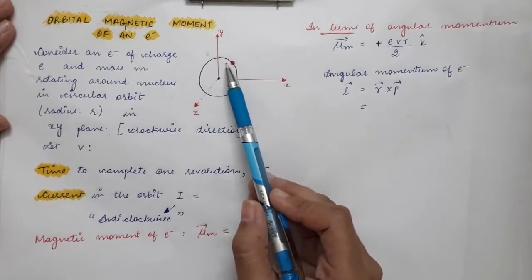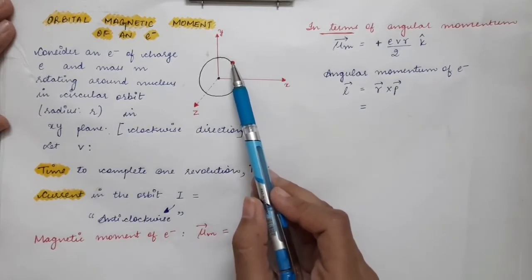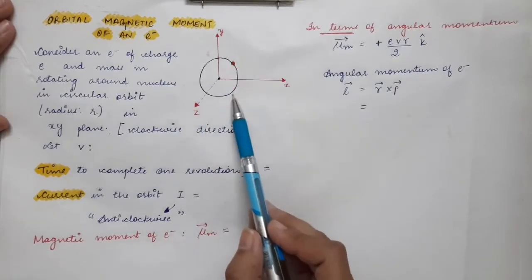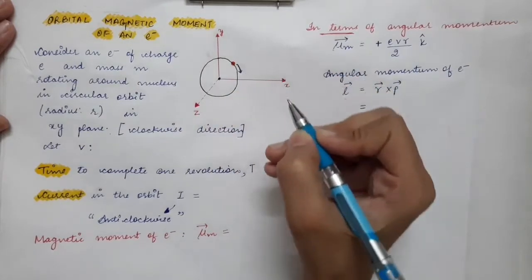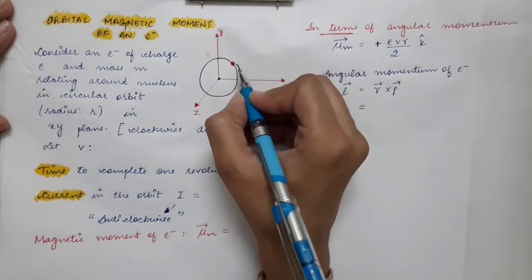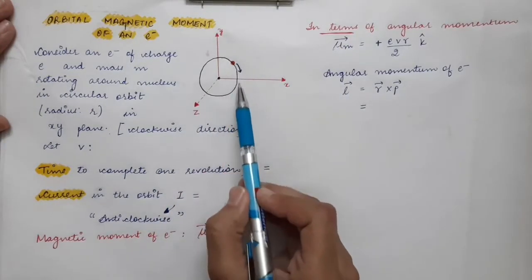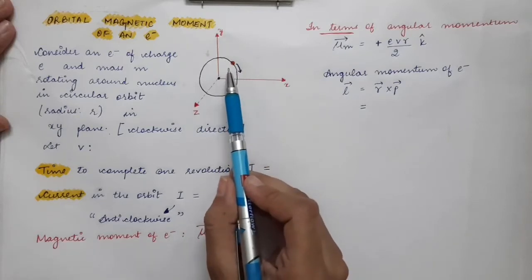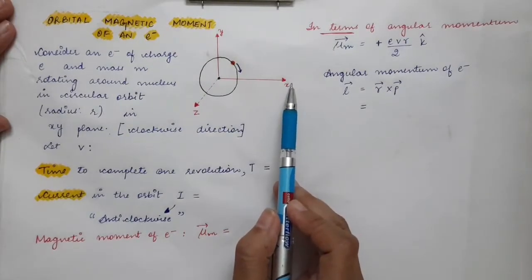So this electron of charge e and mass m is revolving around the nucleus in the clockwise direction, means in this manner. So this is the motion of the electron around the nucleus. And as you can see from the figure, this electron is revolving in a circular motion, and that circular motion is present only in the xy plane. So the electron is revolving around the nucleus only in the xy plane.